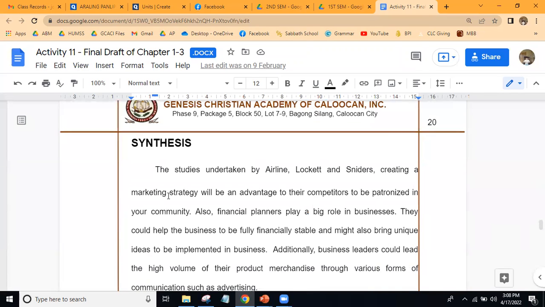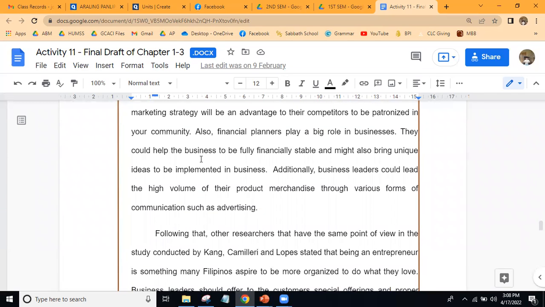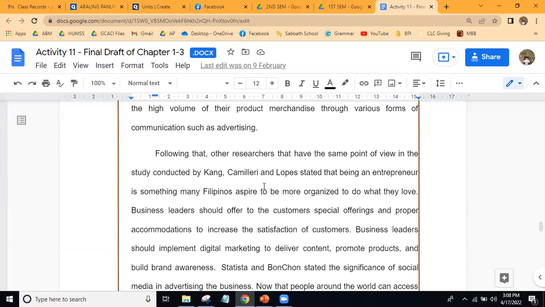Let me read their synthesis. The study undertaken by Airline, Lockett and Snyder's, creating a marketing strategy will be an advantage to their competitors to be patronized in your community. Also, financial planners play a big role in business. They could help the business to be fully financially stable and might also bring unique ideas to be implemented in business. Additionally, business leaders could lead the high volume of their products and merchandise through various means. I did not really see the comparison here. But let's see the other paragraph.